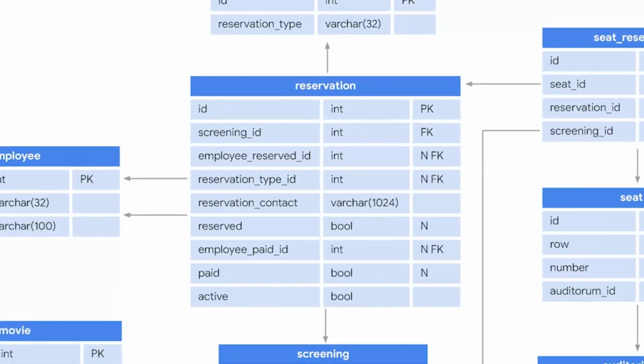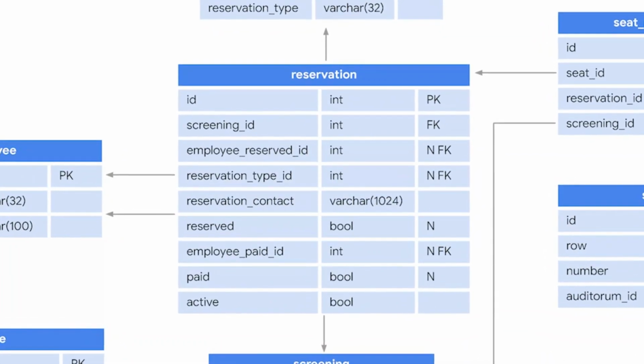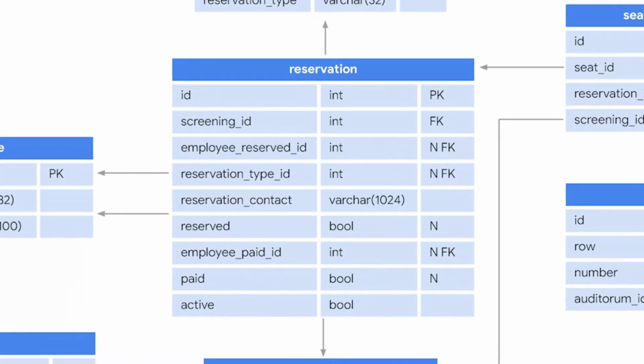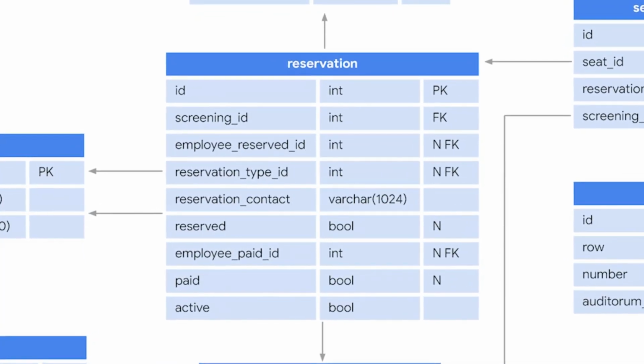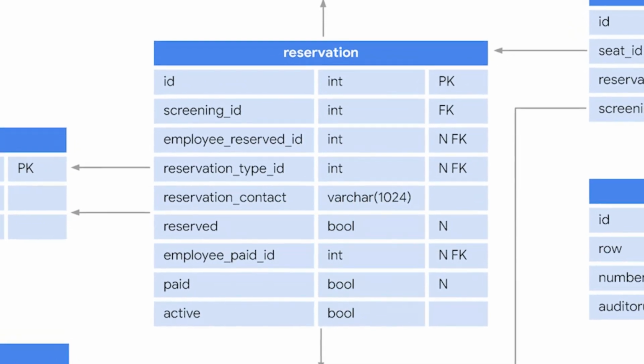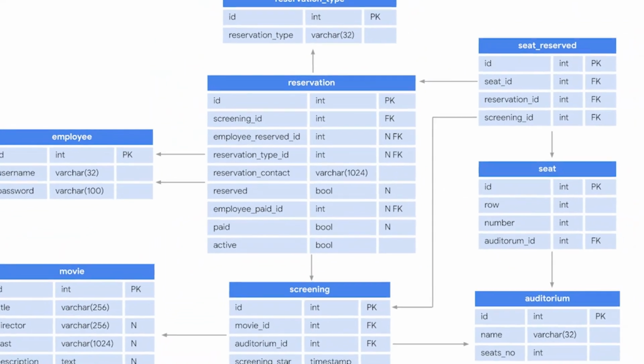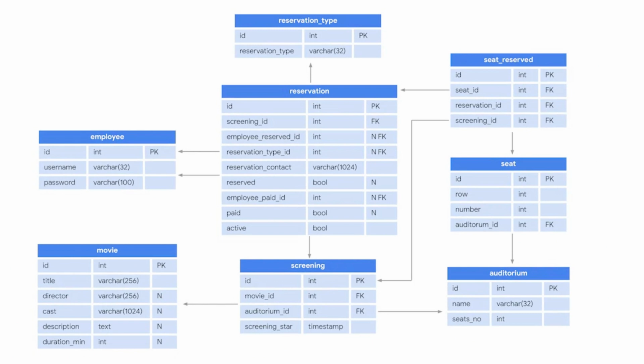At the center, there is a fact table capturing the most important information about the tickets, such as whether or not a specific seat has been reserved, the reservation type, the screening ID, the employee ID of whoever entered the reservation, and the seat number. In order to capture details about these facts, the model also includes several dimension tables connected to the fact table, with information on employee, movie, screening, auditorium, seat, and reservation.